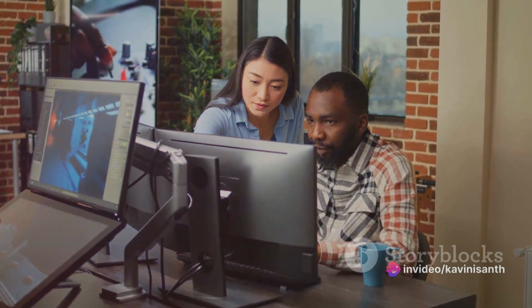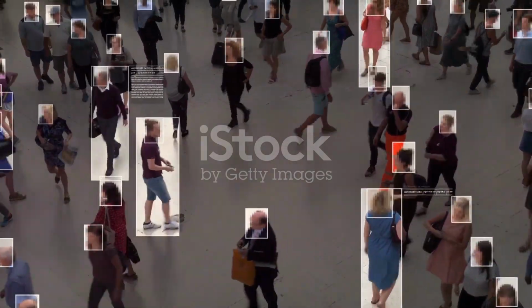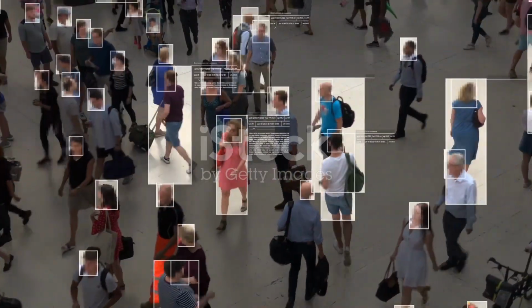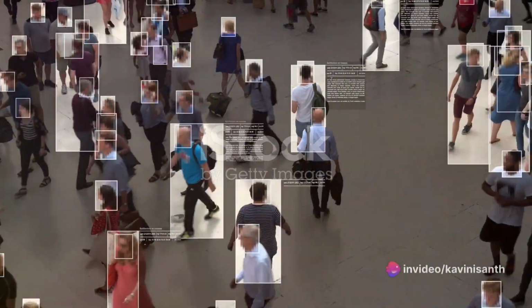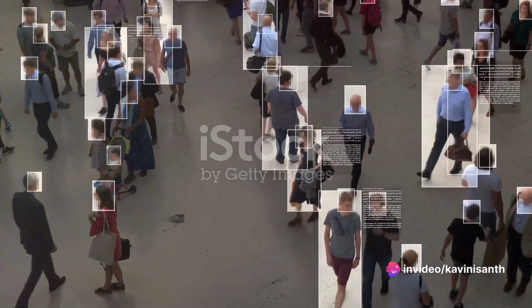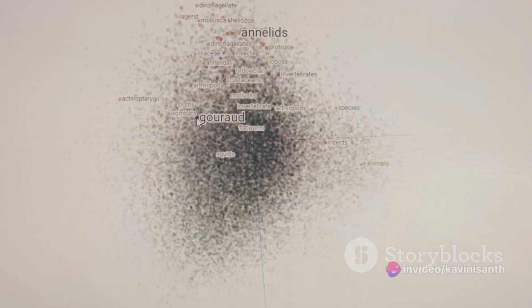Now, there are two types of data we can use: labeled and unlabeled. Labeled data is like a picture book where every image is tagged with its name. This is great for supervised learning, where the AI learns by example. Unlabeled data, on the other hand, is like a mystery novel. The AI has to figure out the patterns and structures within the data itself. This is used in unsupervised learning, where the AI learns to understand data without any guidance.